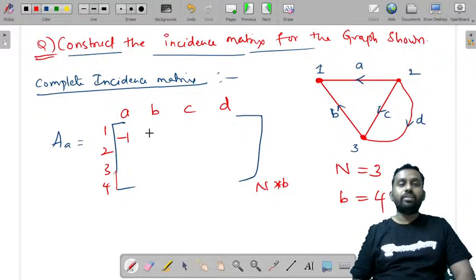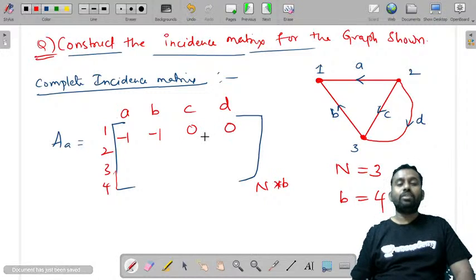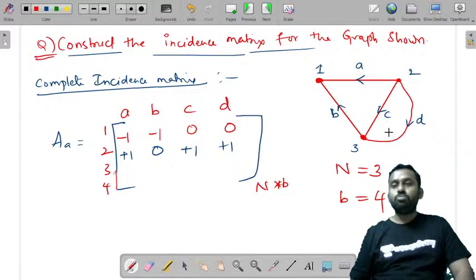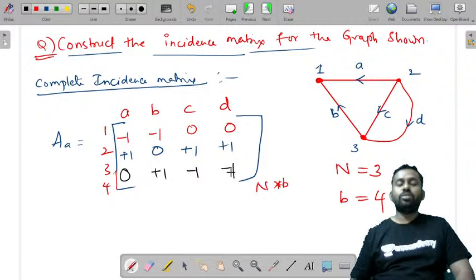So A is -1, B is also -1. C and D are not connected. Similarly, if you take second node, A is moving away +1, B is not connected 0, C is also moving away +1, D is also moving away +1. Now let us take node 3. A is not connected, B is moving away +1, C is coming towards -1, D is also coming towards -1.